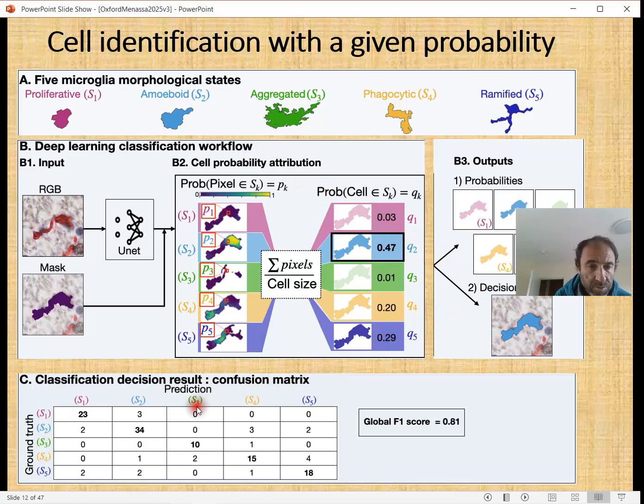And here I'm just briefly showing the classification results. So this is the ground truth from the expert. This is a prediction, and you can see here how the misclassification is represented for the different classes. Ultimately, when you compute and summarize, you have a global F1 classification score, which is about 80%, which is quite satisfactory.